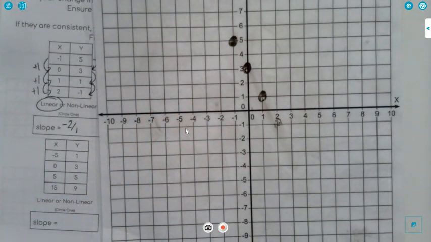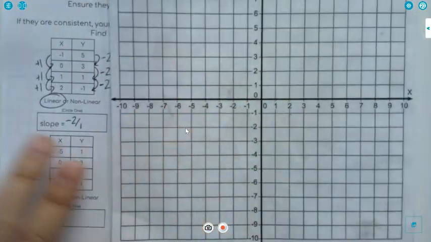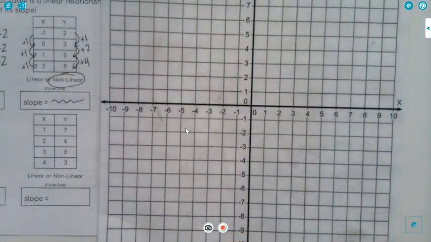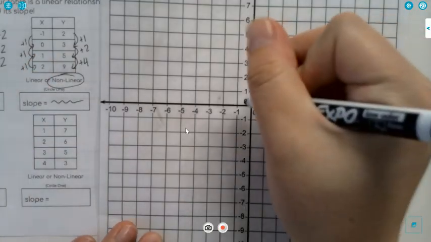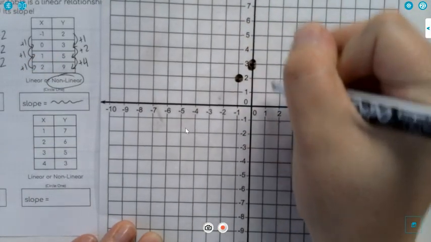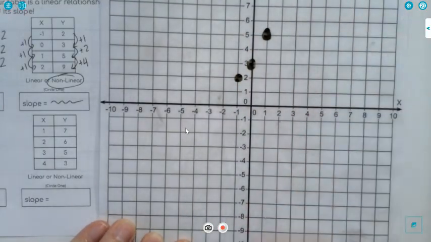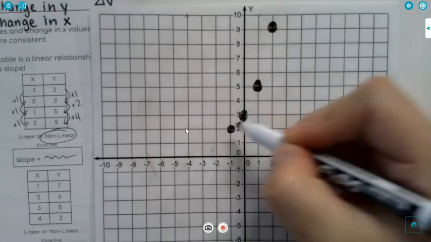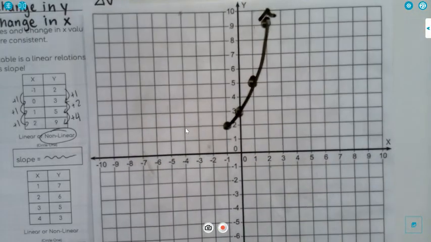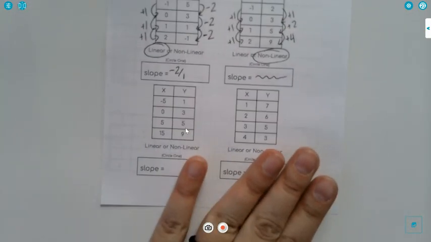I don't know why this is so difficult to erase. Hey, this next one, if I were to graph negative 1, 2, 0, 3, 1, 5, 2, 9, that's not a straight line. That will go whoop, okay? So what we're looking for is, does it make a straight line? Hey, back to our examples.